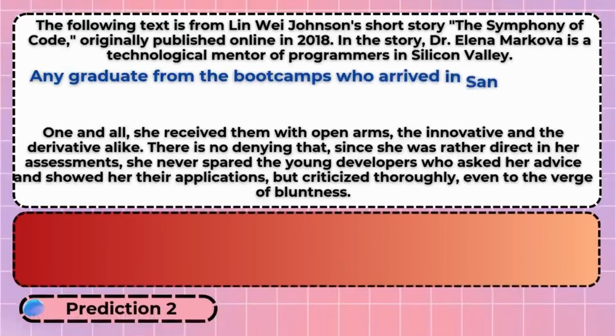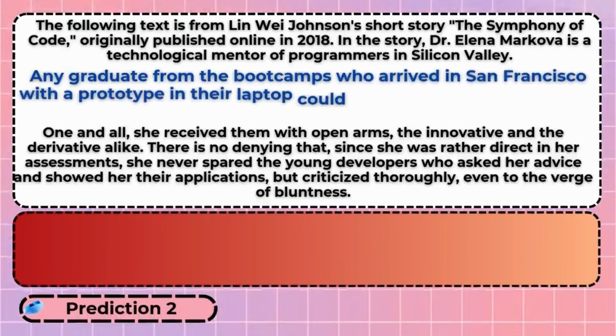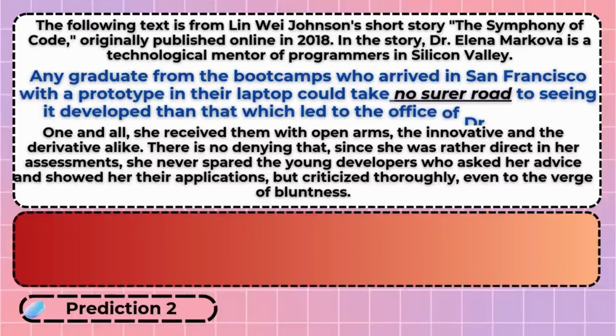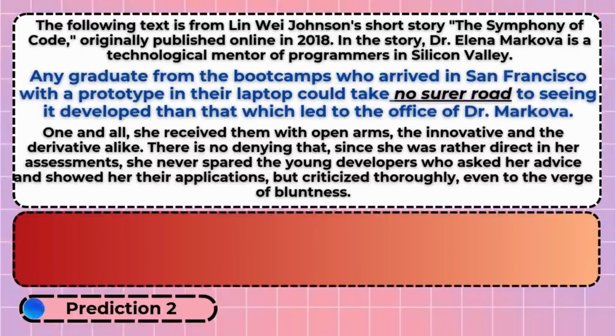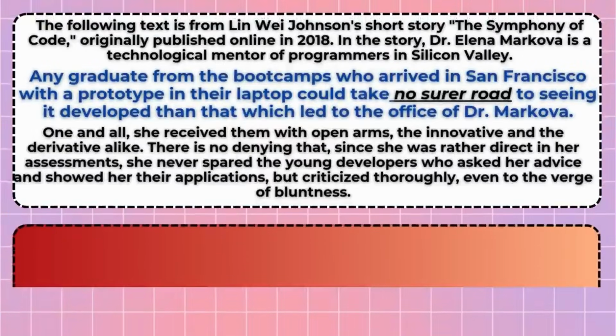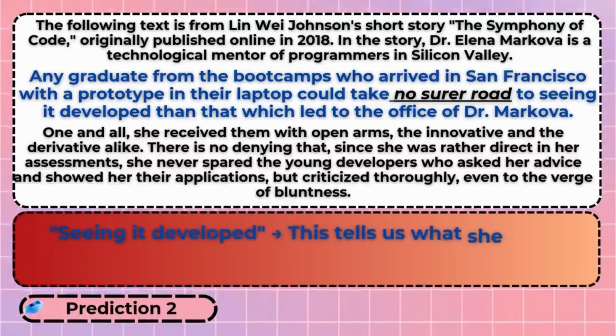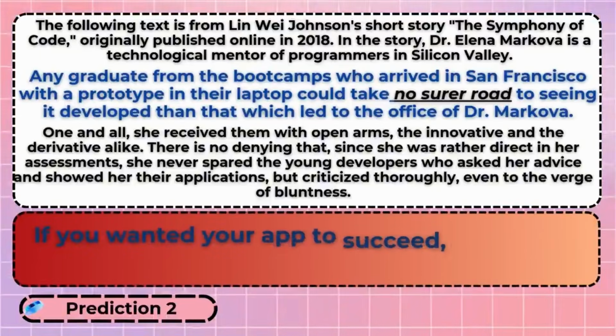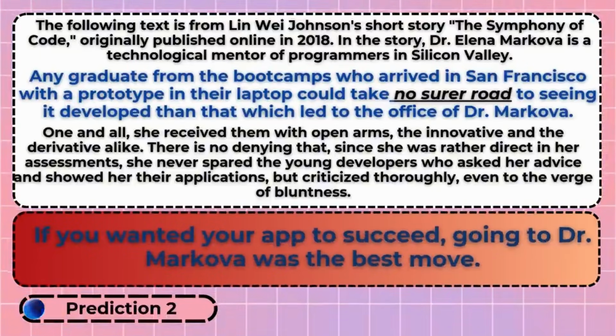The sentence that we care about here says any graduate from the boot camps who arrived in San Francisco with a prototype in their laptop could take no shorter road to seeing it develop than that, which led to the office of Dr. Markova. So let's pull out some keywords here. No shorter road, which is the underlined portion here. This means that going to Dr. Markova was the best option. If you want to develop your idea, seeing it developed, this tells us what she does. She helps programmers bring their ideas to life. So our conclusion or summary of the sentence is that if you wanted your app to succeed, going to Dr. Markova was the best move.